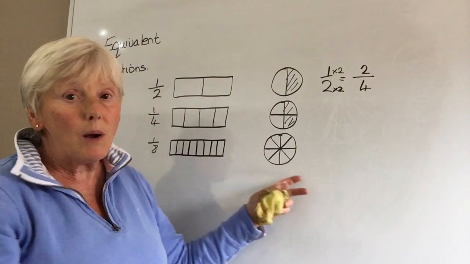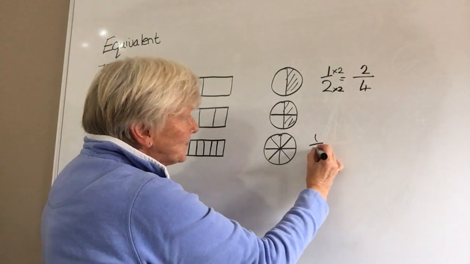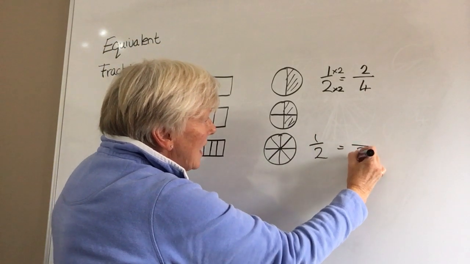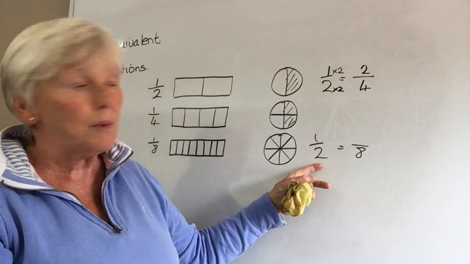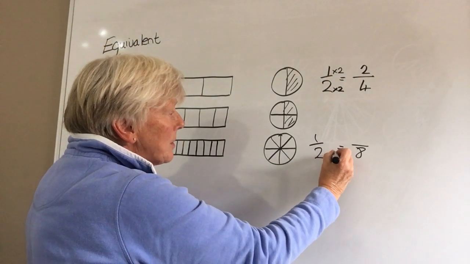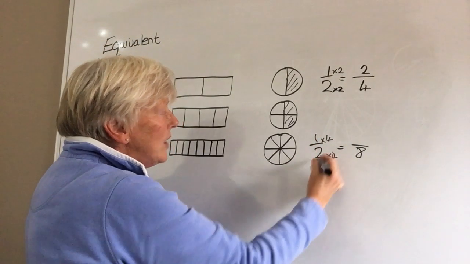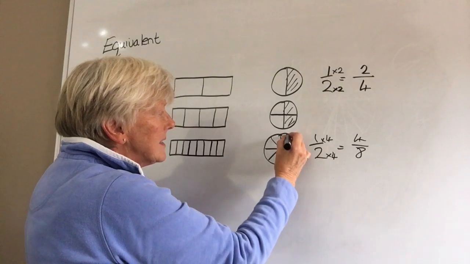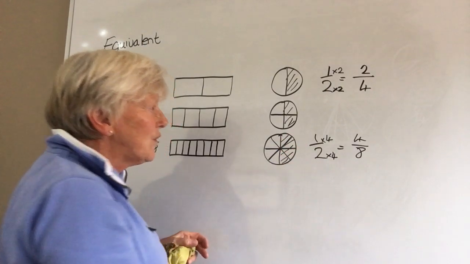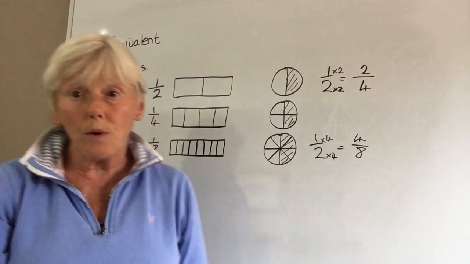Now if I wanted to turn my 1/2 into eighths, how am I going to do that? Well, this time I'm multiplying that denominator by 4. So I'm going to multiply the top by 4, and you can see that 1/2 is exactly the same as 4/8, another equivalent fraction.